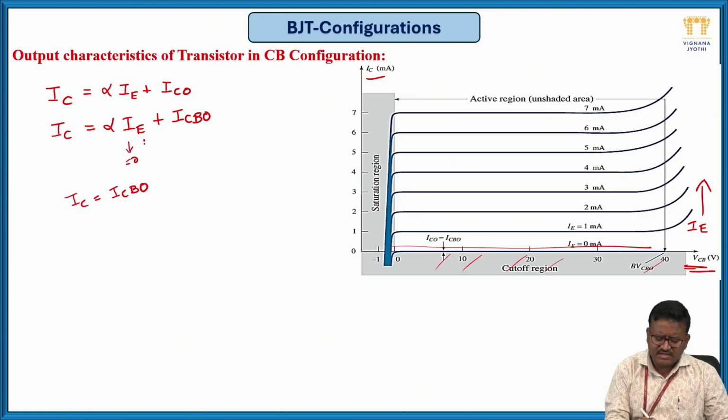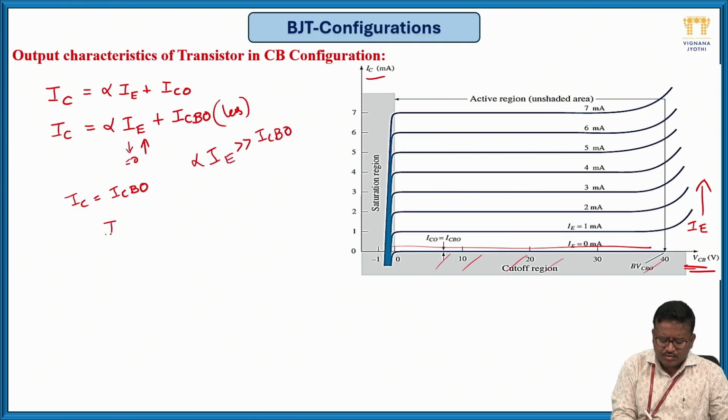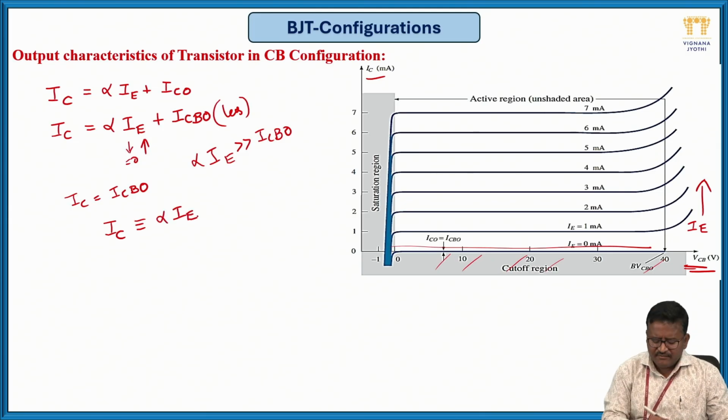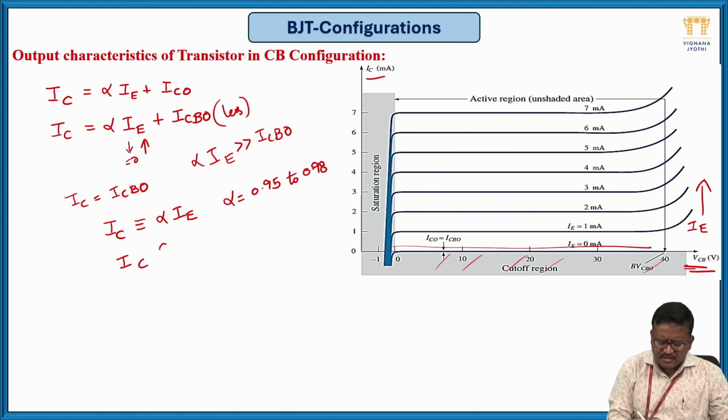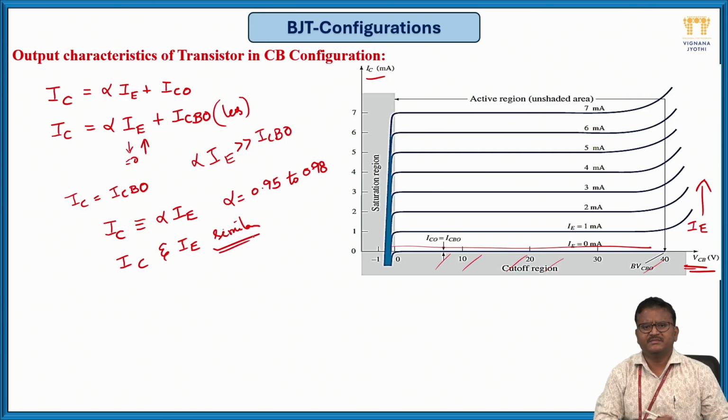Now, as you keep on increasing IE, what will happen? As we know, the reverse saturation current is very small. So alpha times IE is very much greater than ICB naught, so your IC will be approximately equal to alpha IE. And one more point, alpha is in the range of 0.95 to 0.98, so it is nearly equal to 1. So IC and IE are similar, both are the same.